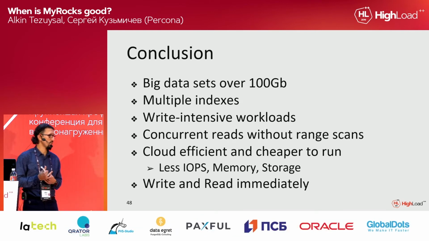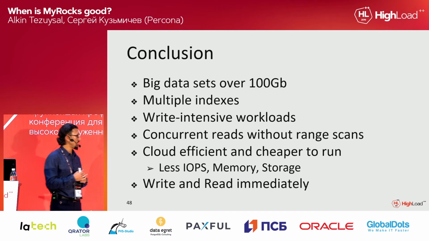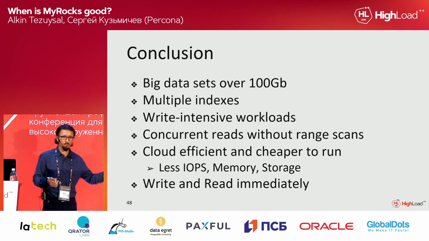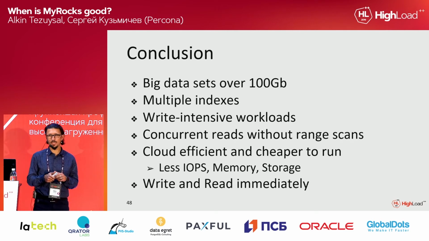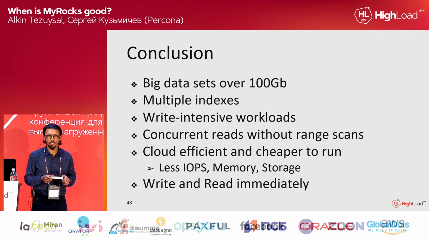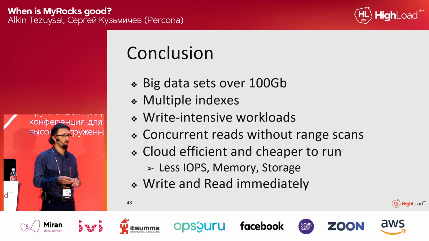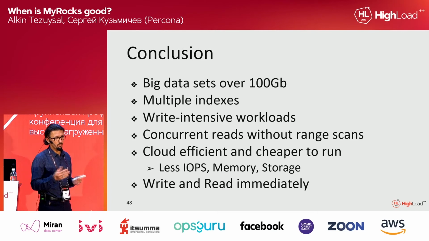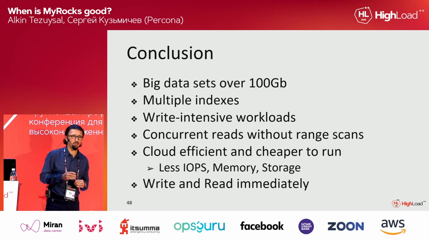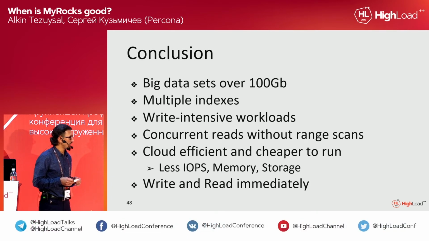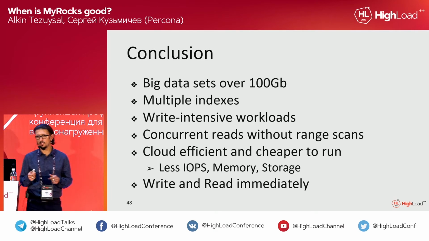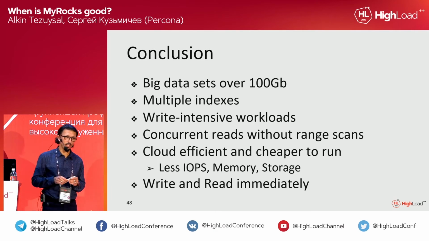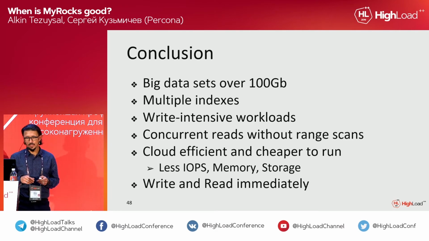Concurrent reads without range scans are very efficient, and because of the compaction and the library options that you have, it's efficient in the cloud. It'll be cheaper to run certain workloads, with around 2.5 times smaller size. If you have terabytes of data, that's a significant savings over time. And if you're writing and reading immediately, you also have a lot of benefits from the LSM tree structure. And that's all we have.